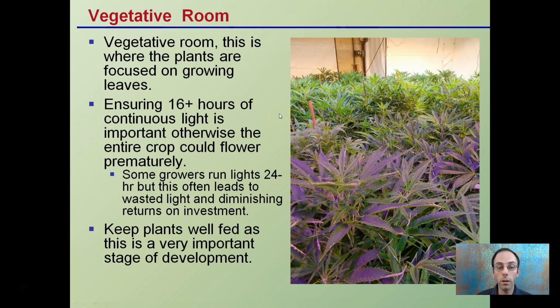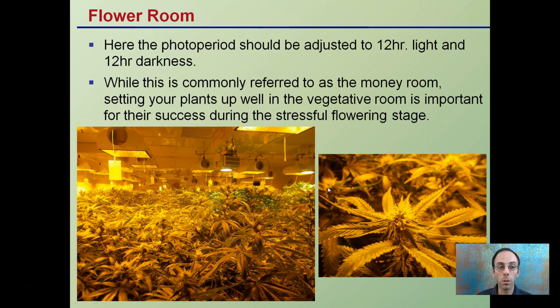Keep the plants well fed, as this is a very important stage for development. I want to make sure those plants are not stressed at all and able to produce as many leaves as possible. Here you can see this purple hue to these leaves, and that's because there's an LED light with that heavy purple spectrum running in this area of the vegetative room.